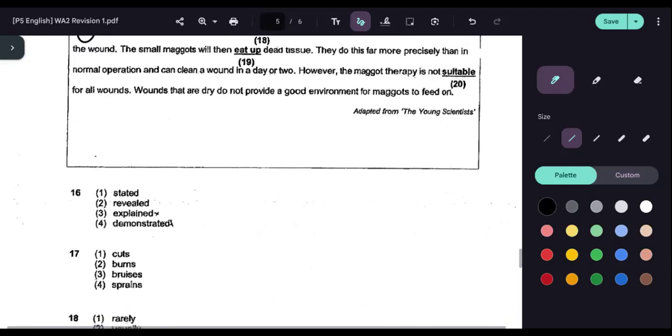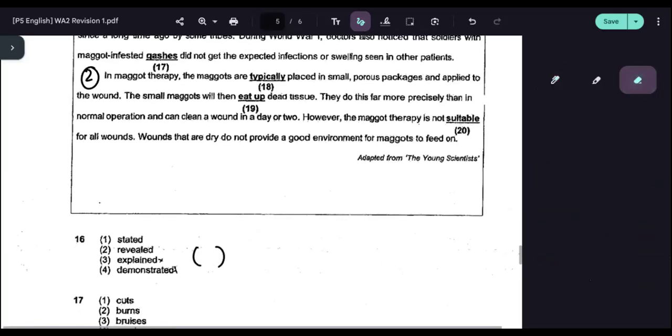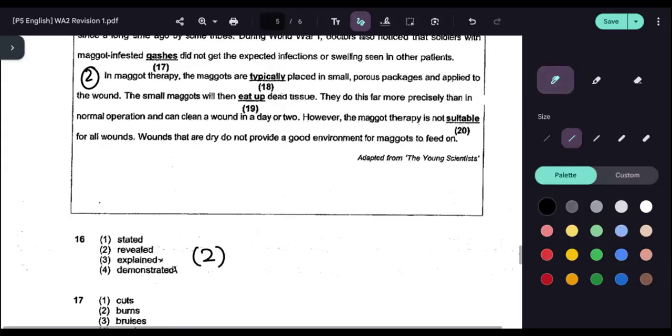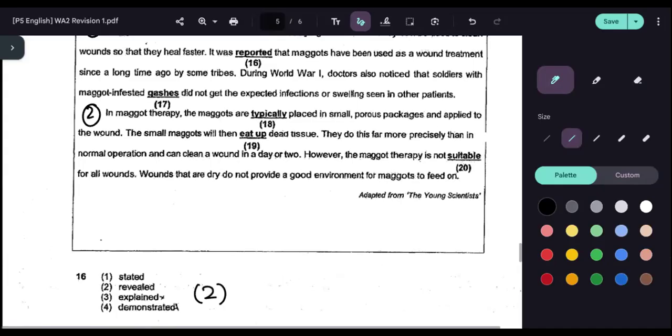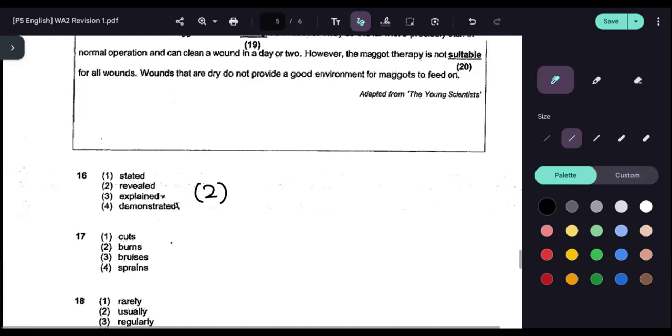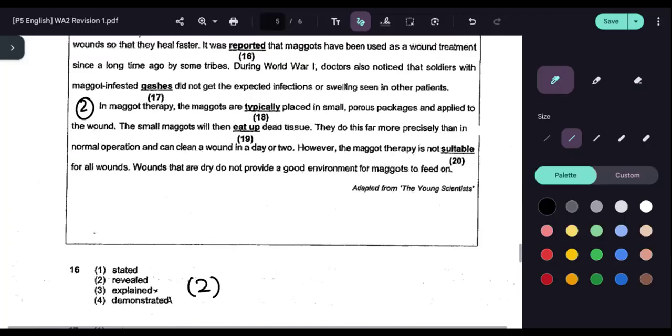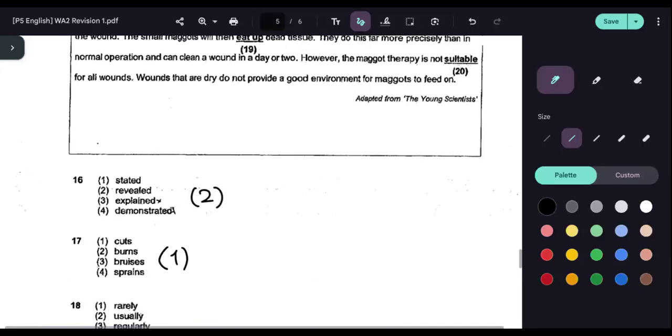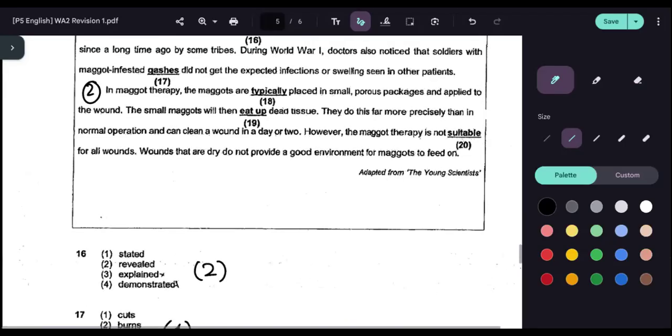It was reported means it was reviewed. Reviewed means reported, which means the fact must be true. That maggots have been used as a wound treatment since a long time ago by some tribes. During World War One, doctors also noticed that soldiers with maggot-infested gashes, which are those type of cuts, did not get the expected infections or swelling seen in other patients. Okay, we're moving on to paragraph 2.